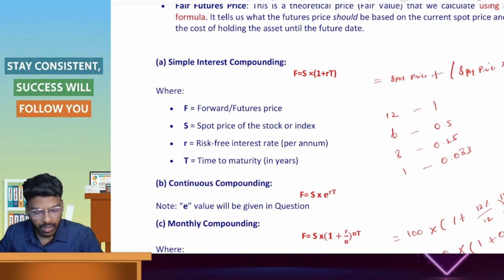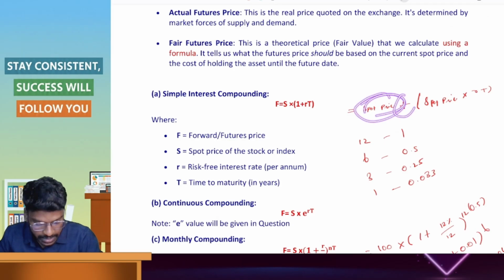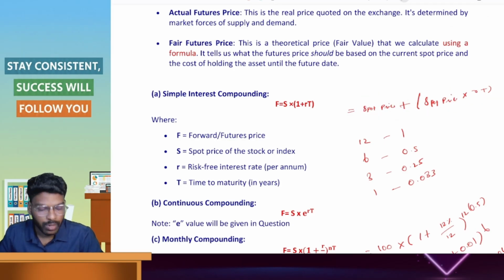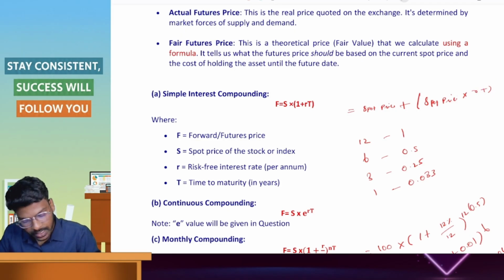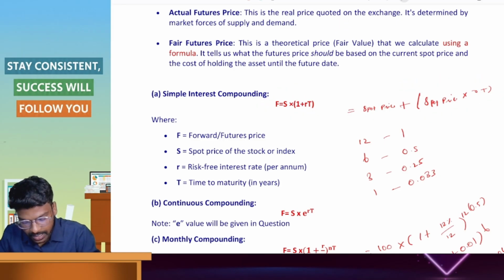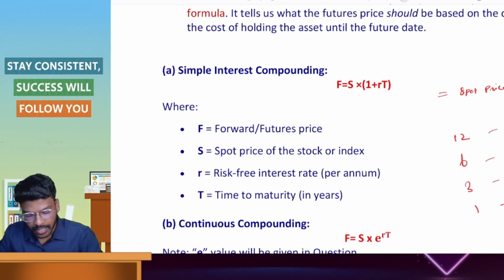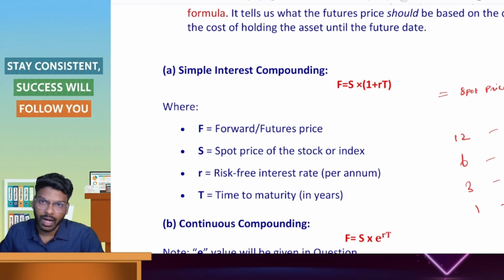1 plus R into T. What do you mean by 1 plus R into T? It is a simple formula. It can also be written as spot price plus spot price into R into time. The same formula can be used. Instead of writing spot price in the formula, we'll be writing 1 in the formula. S into 1 plus R into T.